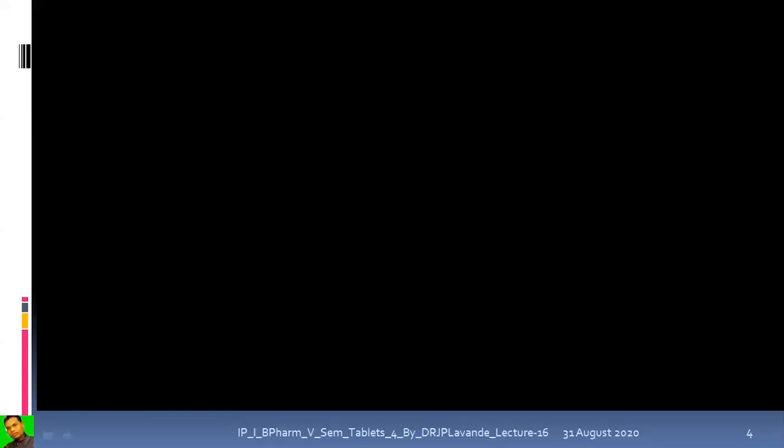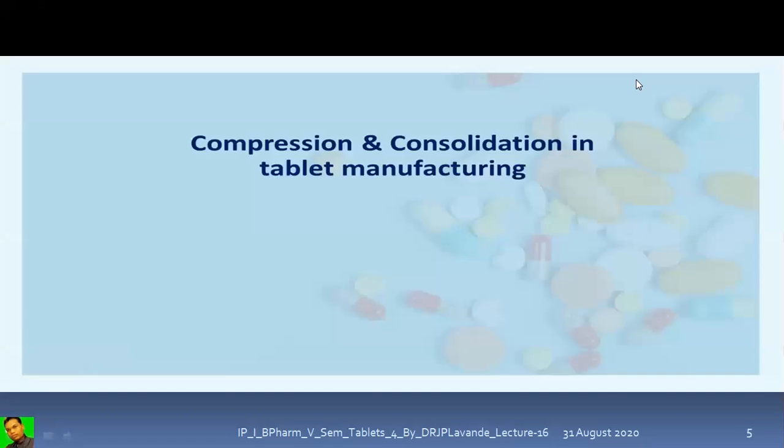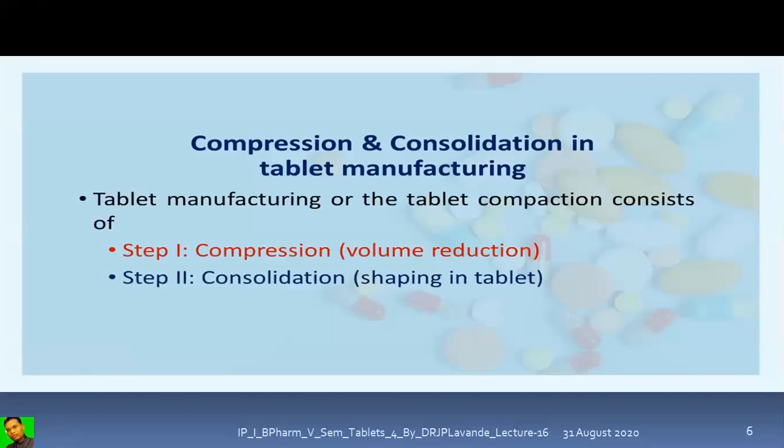So at the end of the automated machinery video, we saw that whenever the required dimensions are not achieved, instead of moving the tablet into the correct tablet path, it gets removed by the rejected way, right? So all these are the processes that happen in tablet compression. Now let us move to compression and consolidation in tablet manufacturing, and how this process occurs.